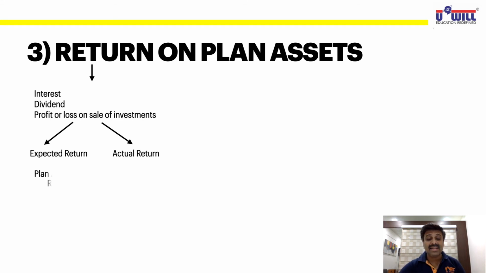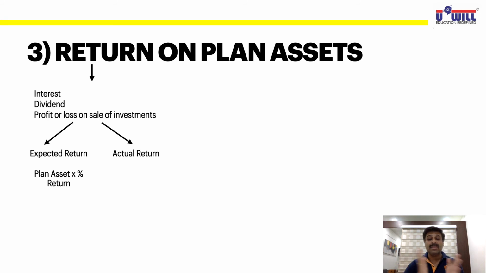And how do you find this expected return? Plan assets, that means investments made, into percentage return expected. So in the beginning of the year, if you already have investments of 1 lakh rupees, during the year on a particular date, if you invest a further 20,000 rupees, then you find investments in the beginning of the year into 10% for the whole year.